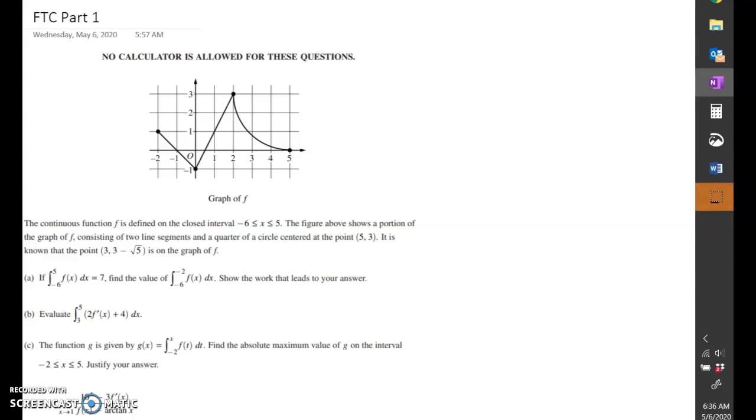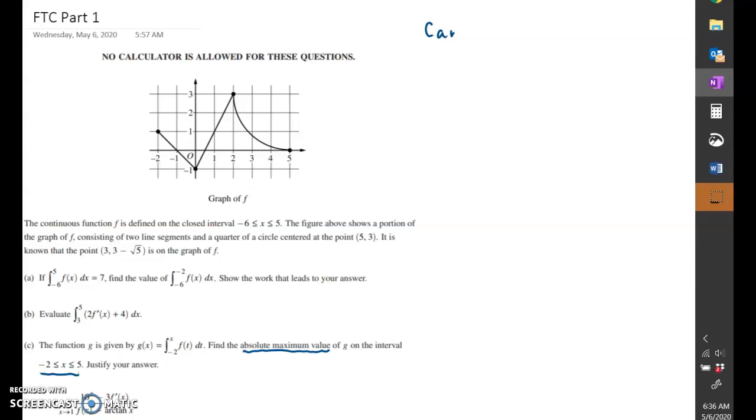All right, part C is the part that I was thinking, okay, here's fundamental theorem part 1. They give you a function that's defined as an integral, and they're asking you to find the absolute maximum of that function on a closed interval. Man, when I see these words, absolute maximum value, my mind goes straight to candidates test. And if I also see a closed interval, I'm thinking, okay, candidates test.